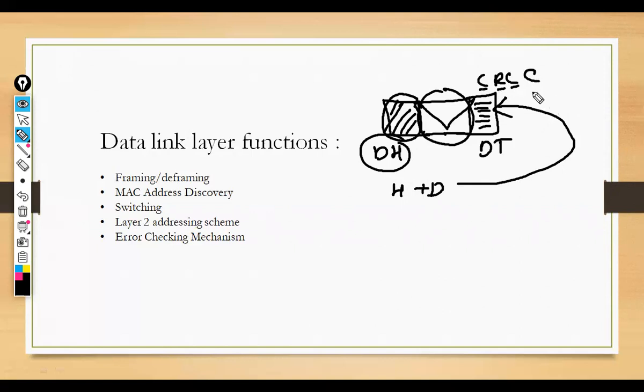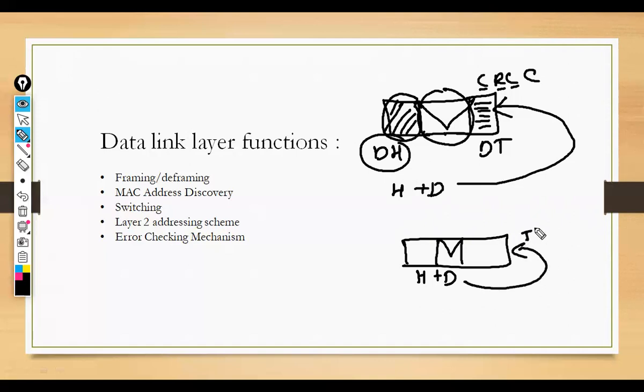At the destination side, they will do the same thing. When they receive the frame, they will calculate the header value plus data value, and check whether it is equivalent to the trailer or not. If it is equivalent, they'll accept it. If it is not equal, then they will discard it because of some errors. It has become different and they will discard it. Get it, guys? That is why it's called the error checking mechanism. Clear? Okay.